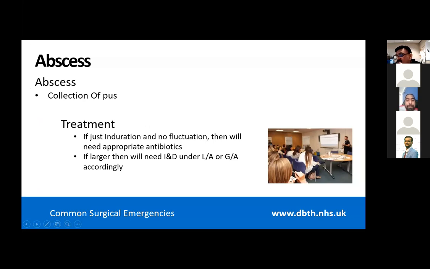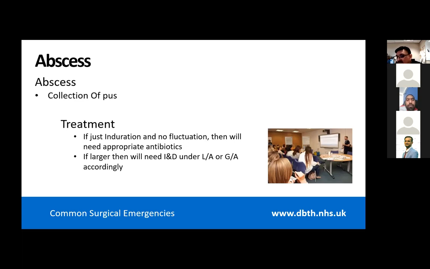So, as I said, if it's just induration, which is a clinical judgment, and there is erythema, redness, but no fluctuation, it means there is no real collection of pus, and then you can treat it with appropriate antibiotics. But if on examination there is a swelling which is fluctuant, and there is erythema, and the patient is a bit unwell with a lot of pain, then you need to evacuate the pus, either under local anesthetic or general anesthetic, depending.